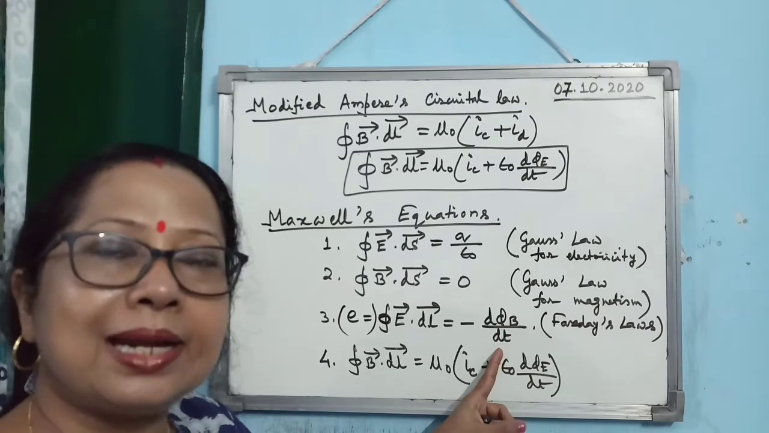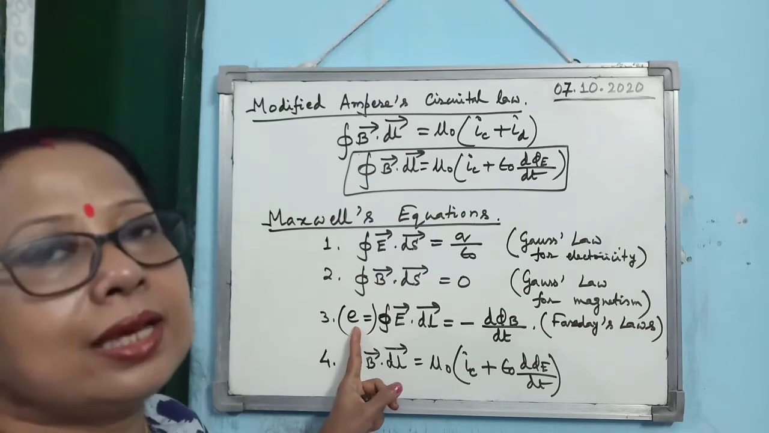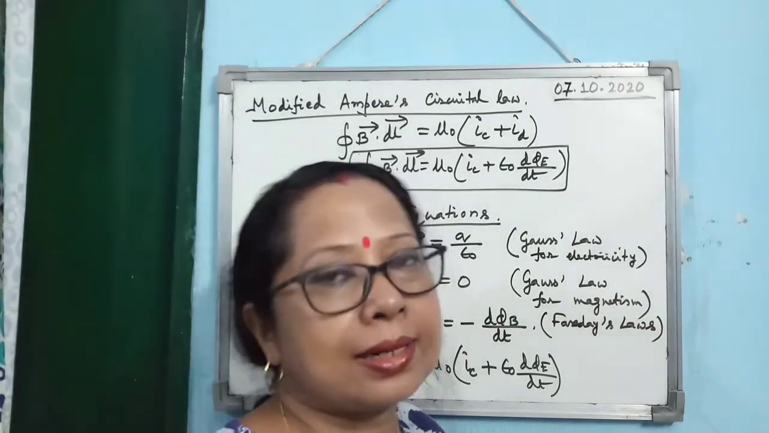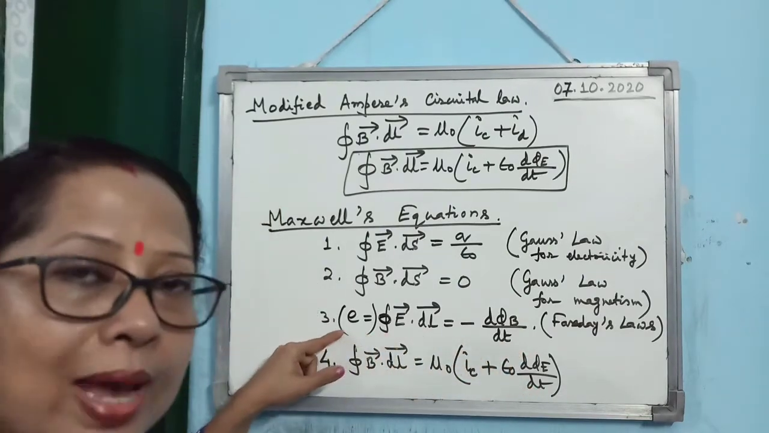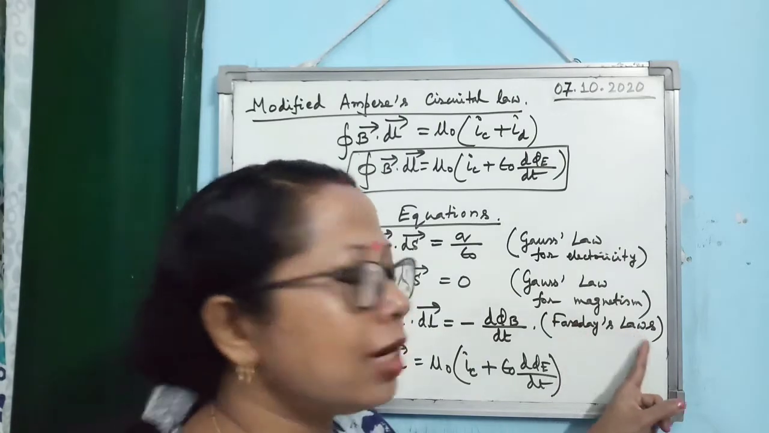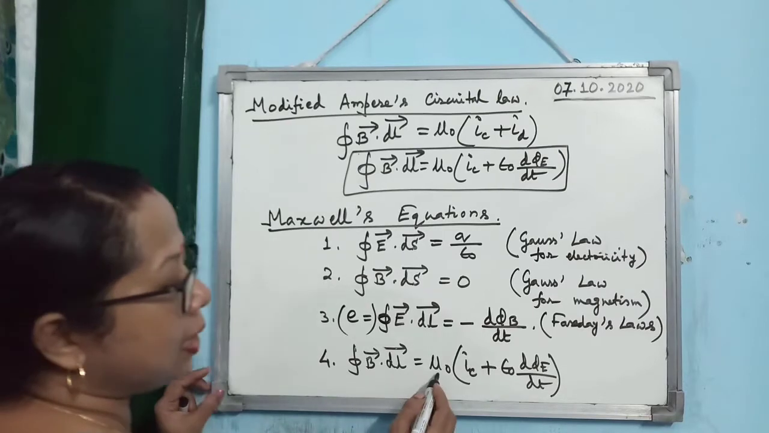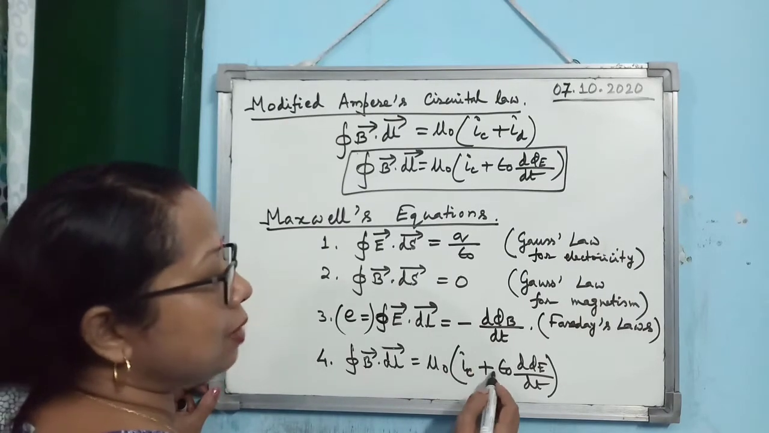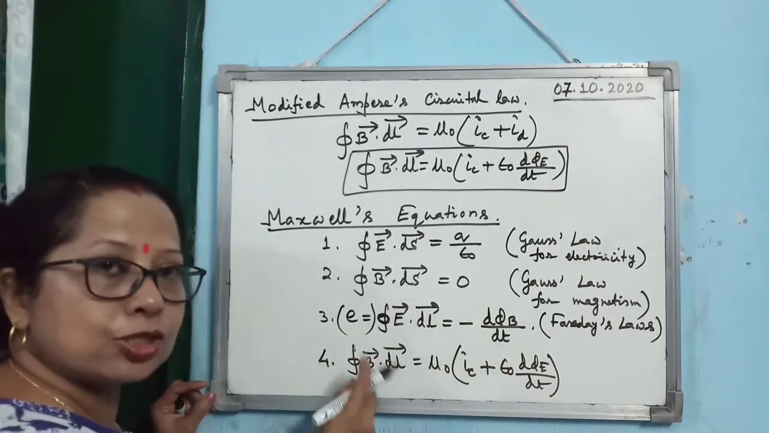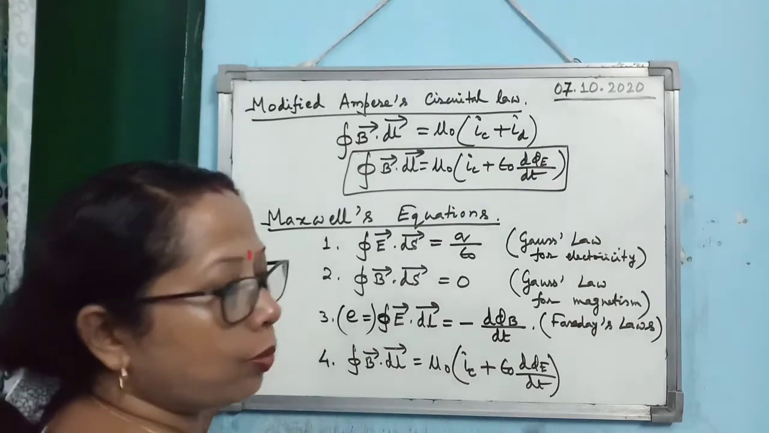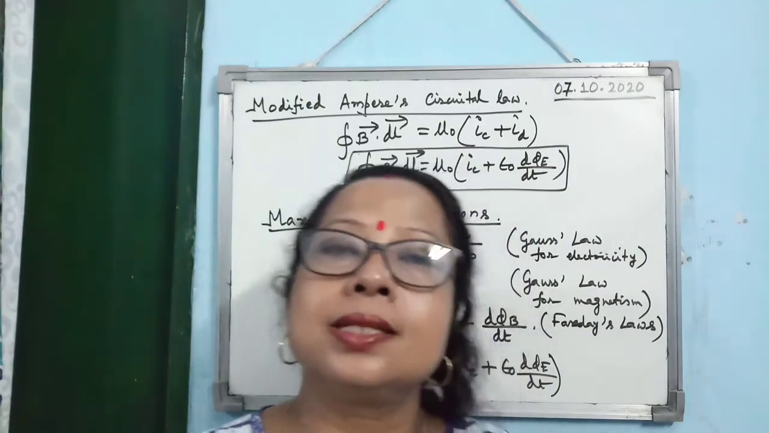The rate of change of magnetic flux is equal to the induced EMF produced. What is that? That is nothing but Faraday's law of electromagnetic induction. So you see, the third equation of Maxwell represents nothing but Faraday's law. Then the fourth equation, integration B dot dl is equal to mu 0 into (Ic plus epsilon naught d phi E by dt). Already I have said it. What does it represent? This is Maxwell's fourth equation. Maxwell's fourth equation represents nothing but the modified Ampere's circuital law.